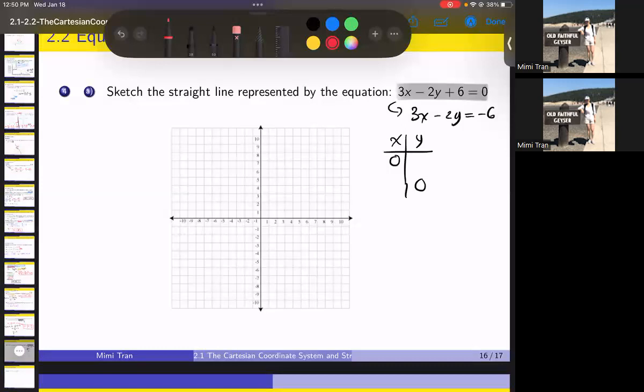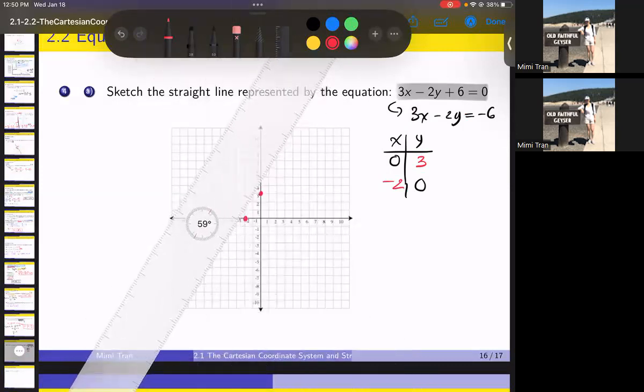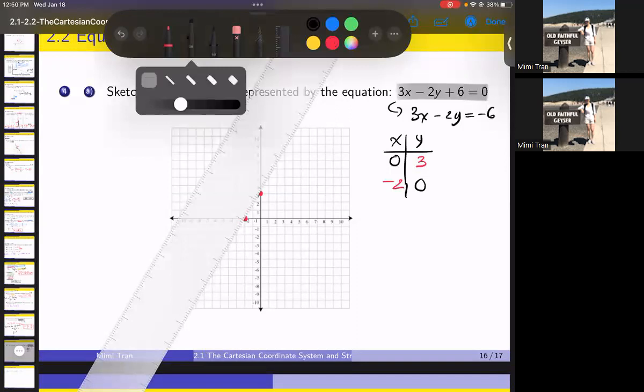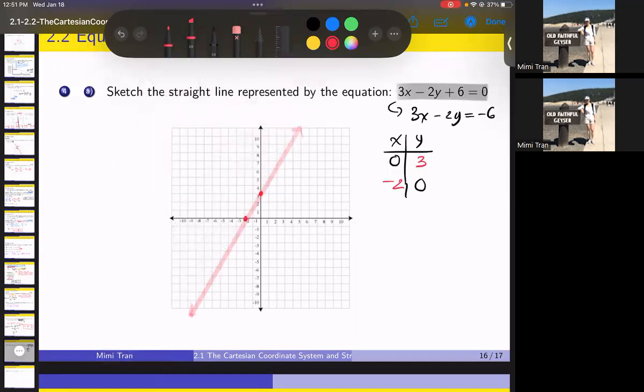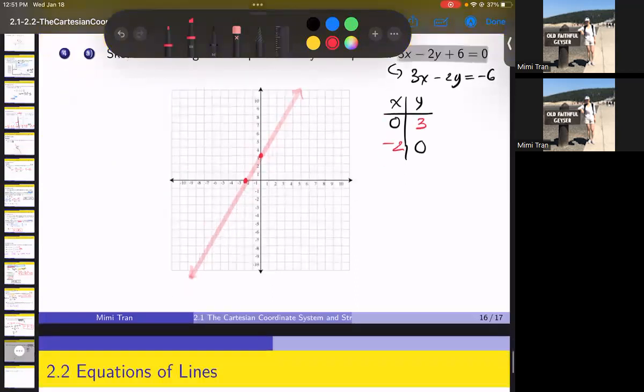When x equals 0, y equals -6 divided by -2, which is +3. And then when y equals 0, x equals -6 divided by 3, which is -2. So 0, 3, and -2, 0. You only need 2 points to graph a line. It's a positive slope graph.